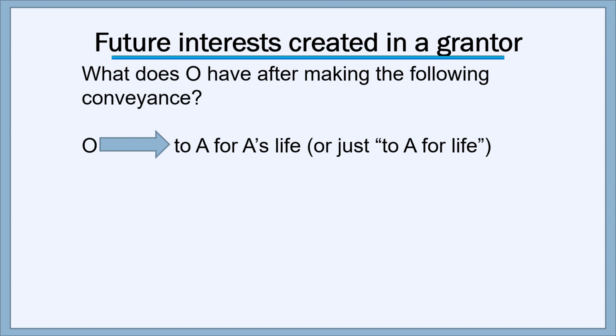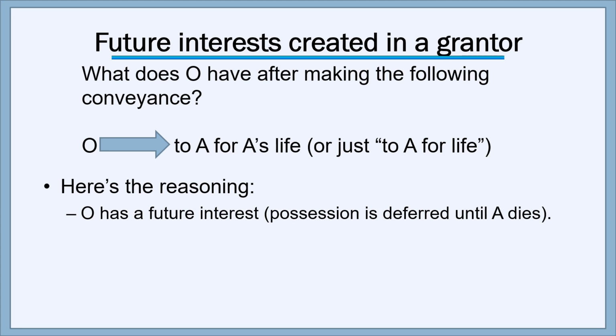Let's start with this example. O owns land in fee simple absolute and conveys to A for A's life, or to make it simple, O would just say, I convey to A for life. The question is, what sort of future interest does O have after making that conveyance? Now here's our reasoning. First of all, does O have a future interest at all? And the answer is, of course O does, because O is entitled to possession of the land, but only when A's life estate ends. So possession is deferred until A dies. O owns the interest now, but doesn't get possession until a future date. So it must be a future interest.